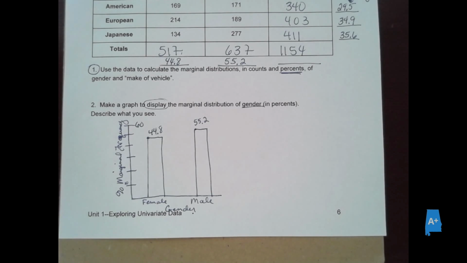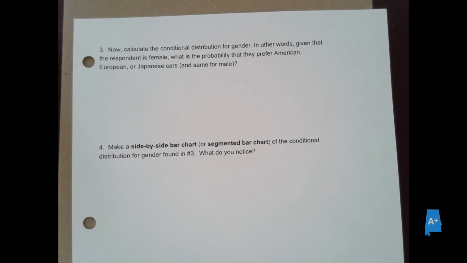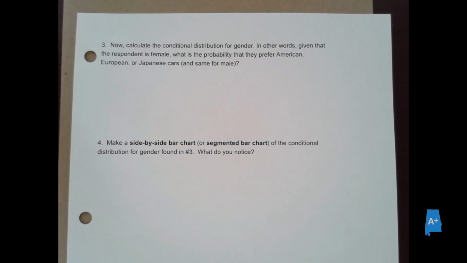All right, let's look at number 3. In number 3, it says, now calculate the conditional distribution for gender. In other words, and this is very important, given that the respondent is female, what is the probability that they prefer American, European, or Japanese cars? And then we have to do the same thing for males.